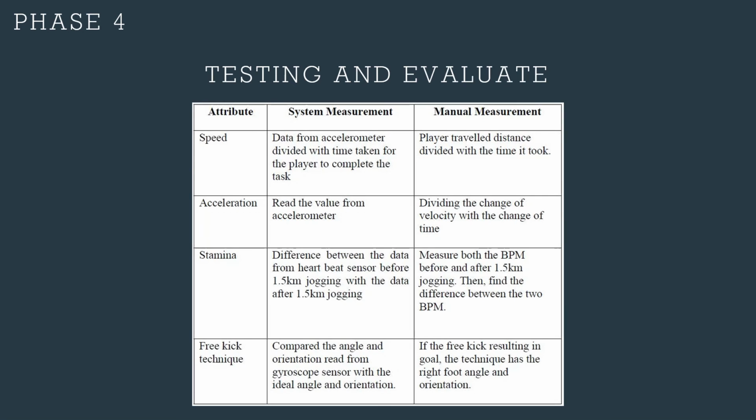For the fourth phase, system testing, the complete prototype of the system will be tested and evaluated. The attribute values received from the sensors will be compared to the values calculated manually using the equation for each attribute. If the data from the system are not similar to the values calculated manually, the system will be tweaked and debugged until the ideal condition is reached.